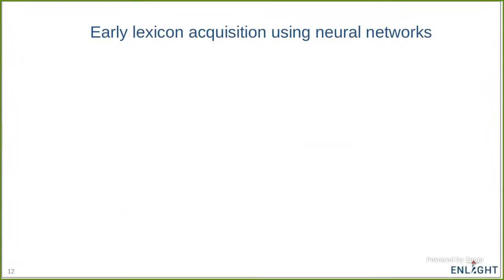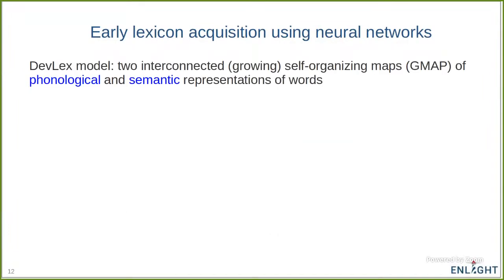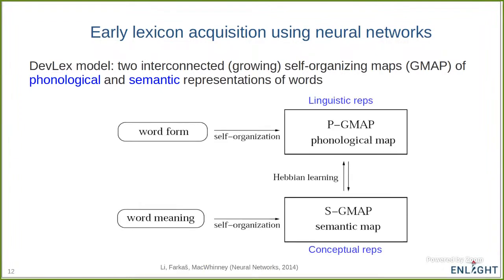So in our own work, we looked at these phenomena. It was 20 years ago when we tried to model early language learning in a system that was composed of two maps, two neural networks, phonological and semantic, and they were supposed to be connected with one another.